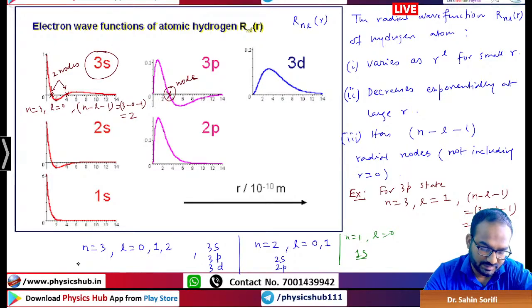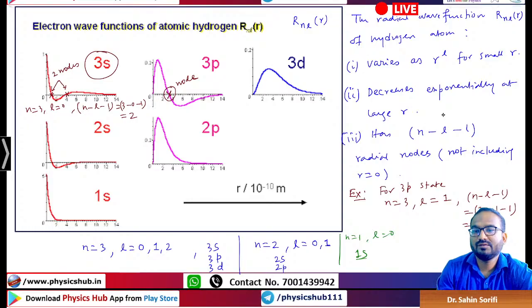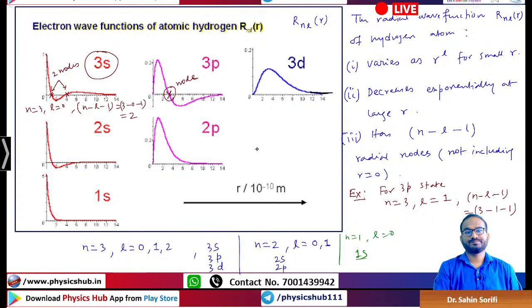Is it cutting the R line or behaving asymptotically? No, it will go on exponentially like this. Exponential decay, you know the meaning. It will not cut. It will keep on going. It is supposed to cut at infinity. This is also supposed to cut at infinity.